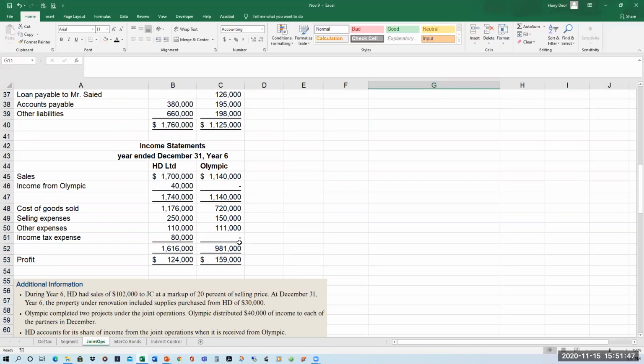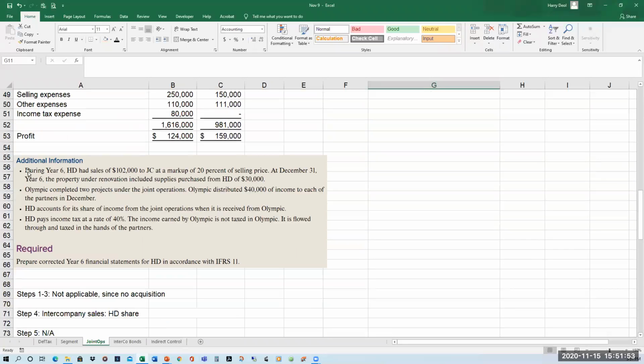The burden of the tax is passed on to the partner. In year 6, HD had sales of $102,000 to JC at a markup of 20% of selling price. That's an intercompany sale. At December 31st, year 6, the property under renovation included supplies purchased from HD of $30,000.